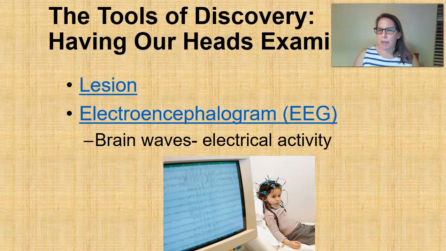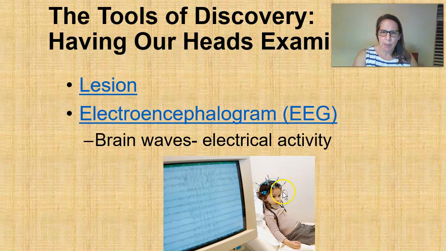So we learned a little bit through lesioning, but obviously there are a lot of methods around today that are a lot better. The first one is the electroencephalogram, EEG for short. And yes, you do need to know the shortened versions of all of these that I'm going to give you. So this is a picture right here of an EEG.